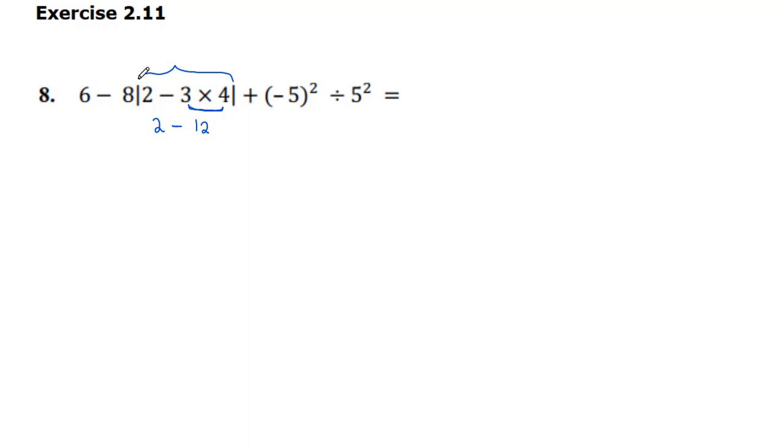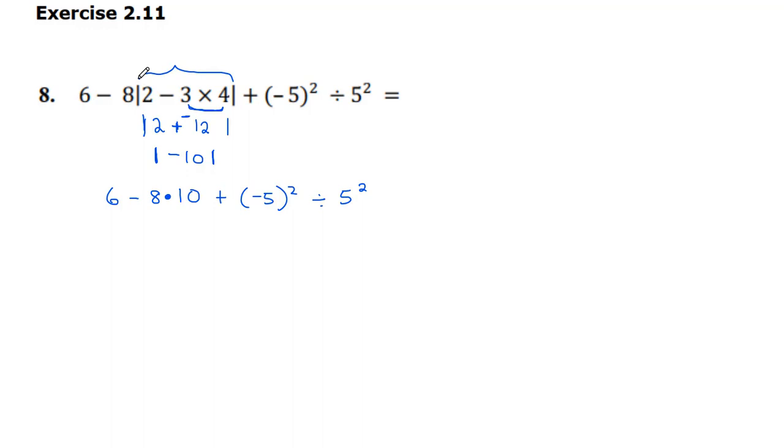At this point, we can add the opposite, giving us 2 plus a negative 12 in our absolute value bars. 2 plus negative 12 results in a negative 10. But because that negative 10 is in the absolute value bars, that's going to change to become just 10. Now I can rewrite with everything from above. 6 minus 8, which will multiply to 10, plus negative 5 squared divided by 5 squared.